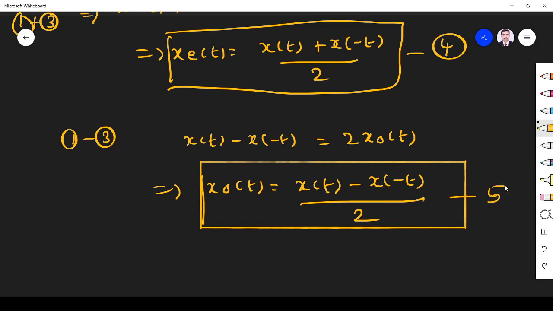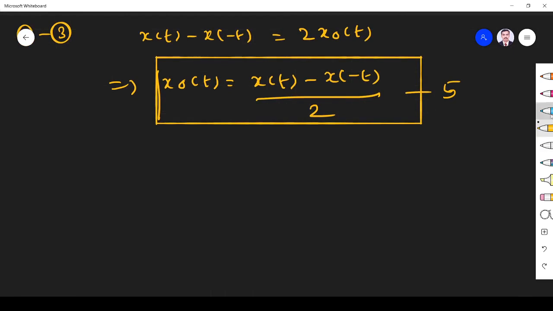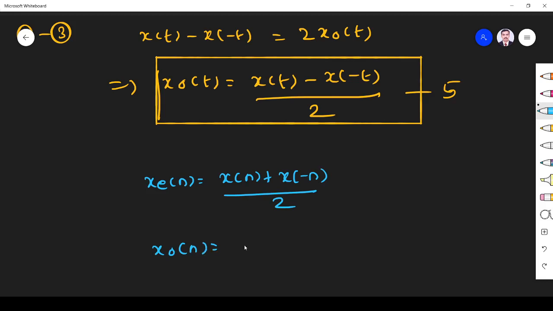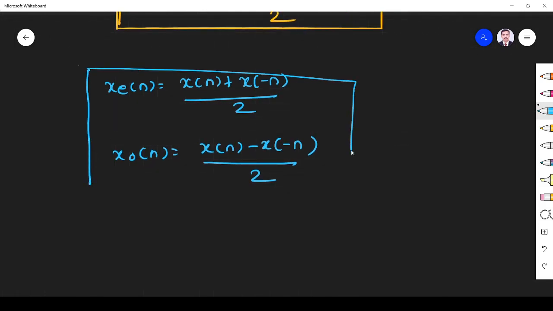So the same logic is applicable for the digital, discrete time domain. There x e of n is obtained by x of n plus x of minus n, divided by 2. Similarly, x o of n is obtained by x of n minus x of minus n, divided by 2. Right? In this way, we can find the even and the odd component of any signal.